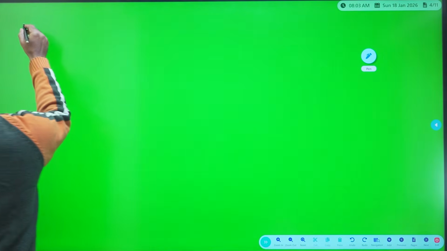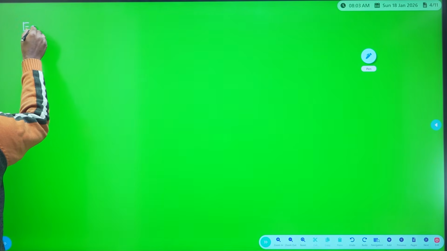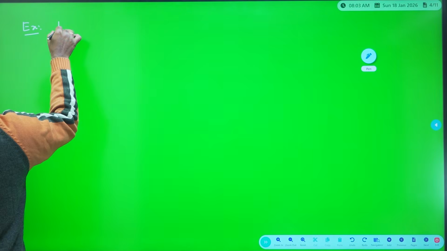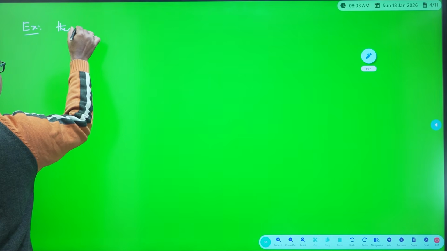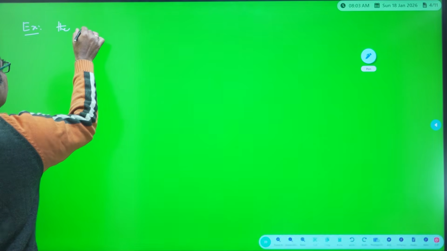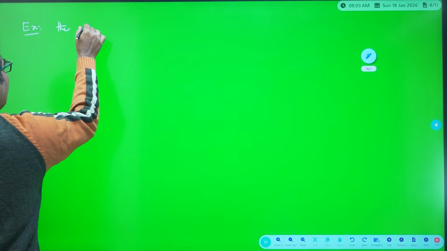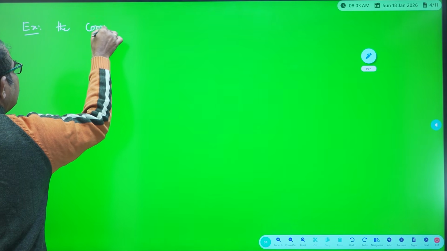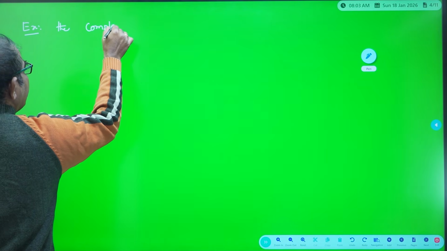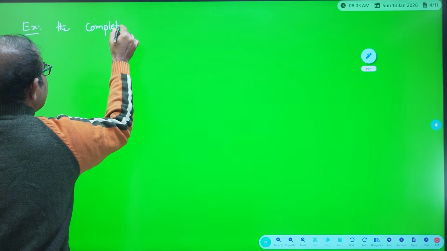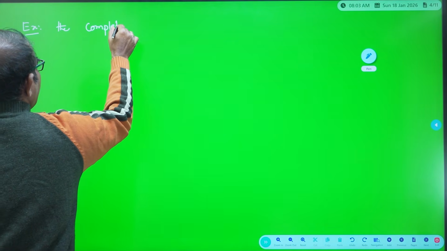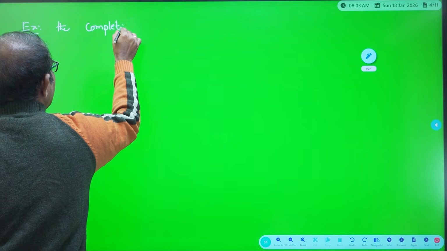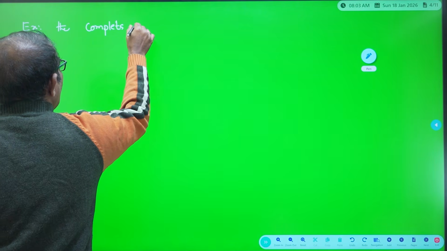So, next example. Body completes quadrant circle.